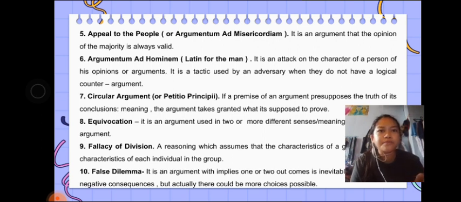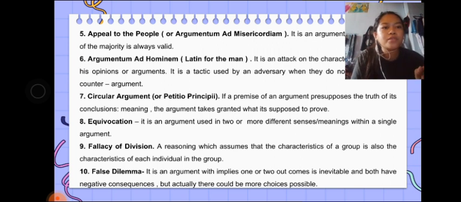Number 7, circular argument or petitio principii. If a premise of an argument presupposes the truth of its conclusion, meaning the argument takes for granted what it's supposed to prove. So, an example is: Senator Chiz Escudero is a good communicator because he speaks effectively. Example number 2: God exists because the Holy Bible says so. The Holy Bible is true, therefore, God exists.